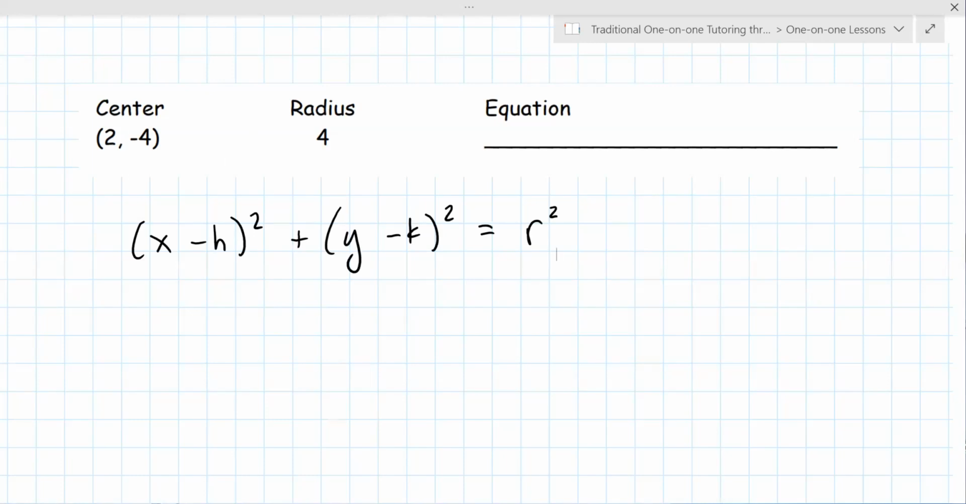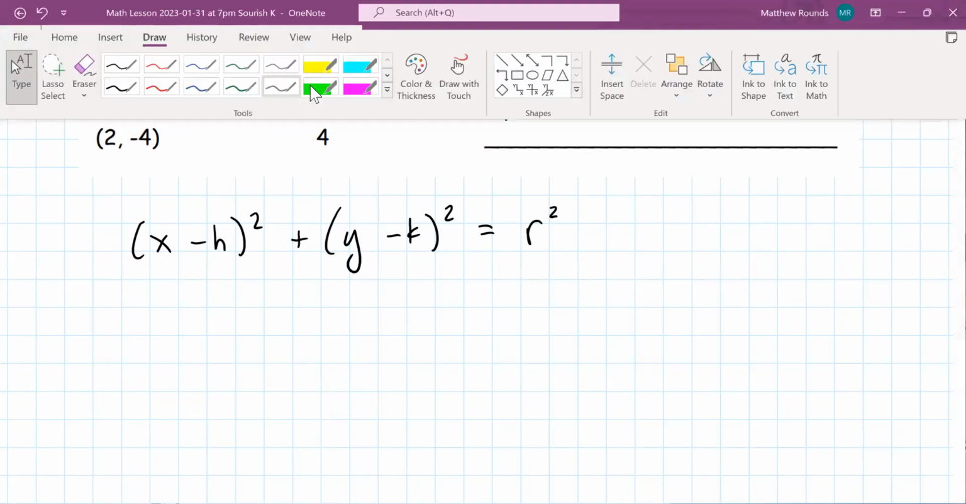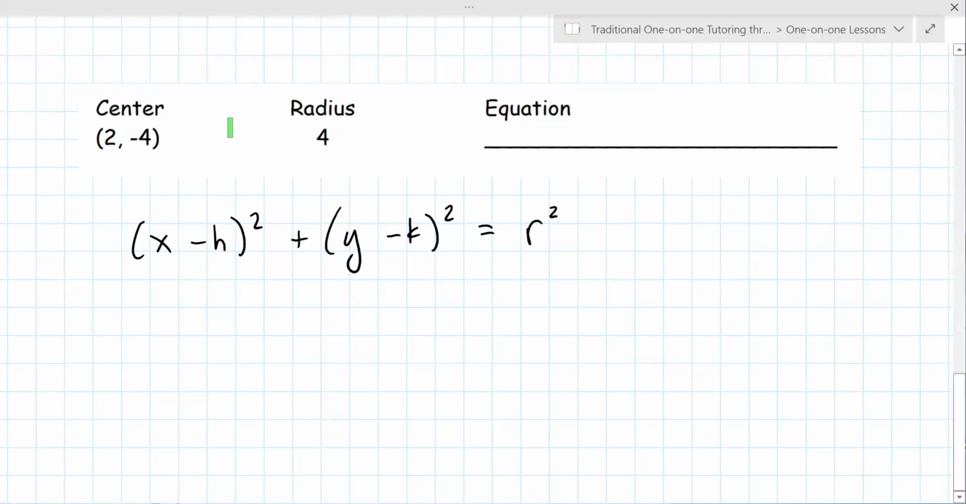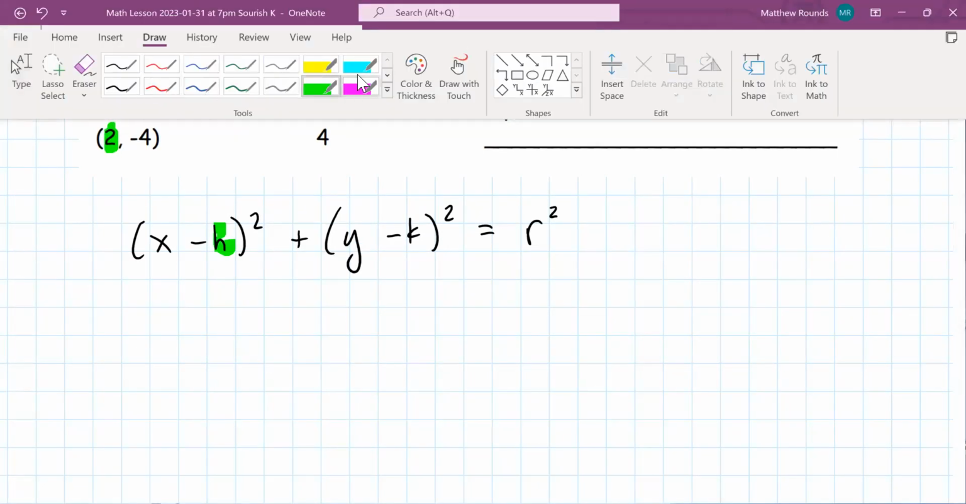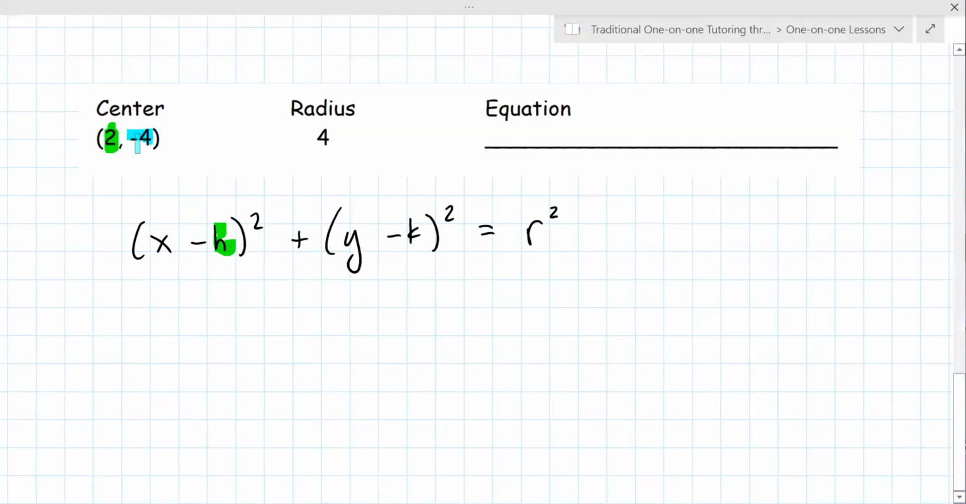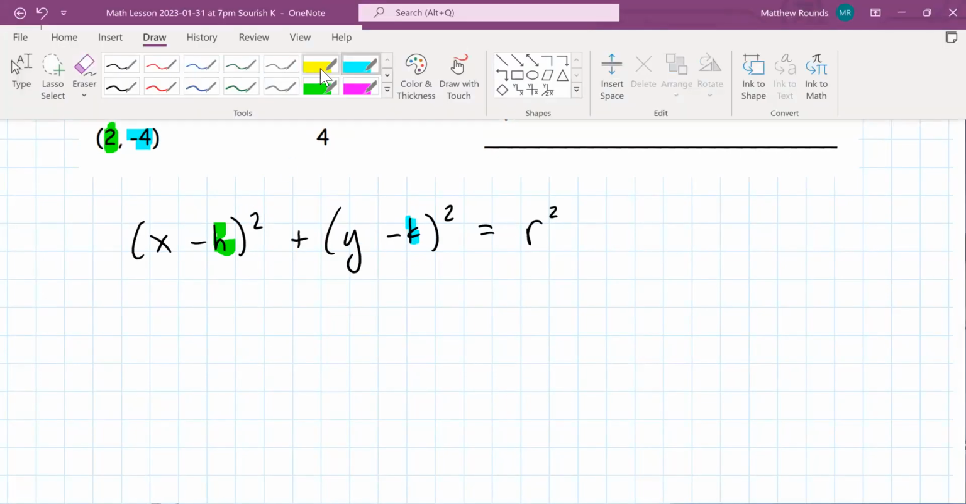H, k, and r. So can you tell me the value of h? The value of h is -2. Well, the value of h is just 2. And k is 4. k is -4. Okay, because you're just substituting for the letter, not the sign. What about the radius? What's the radius?